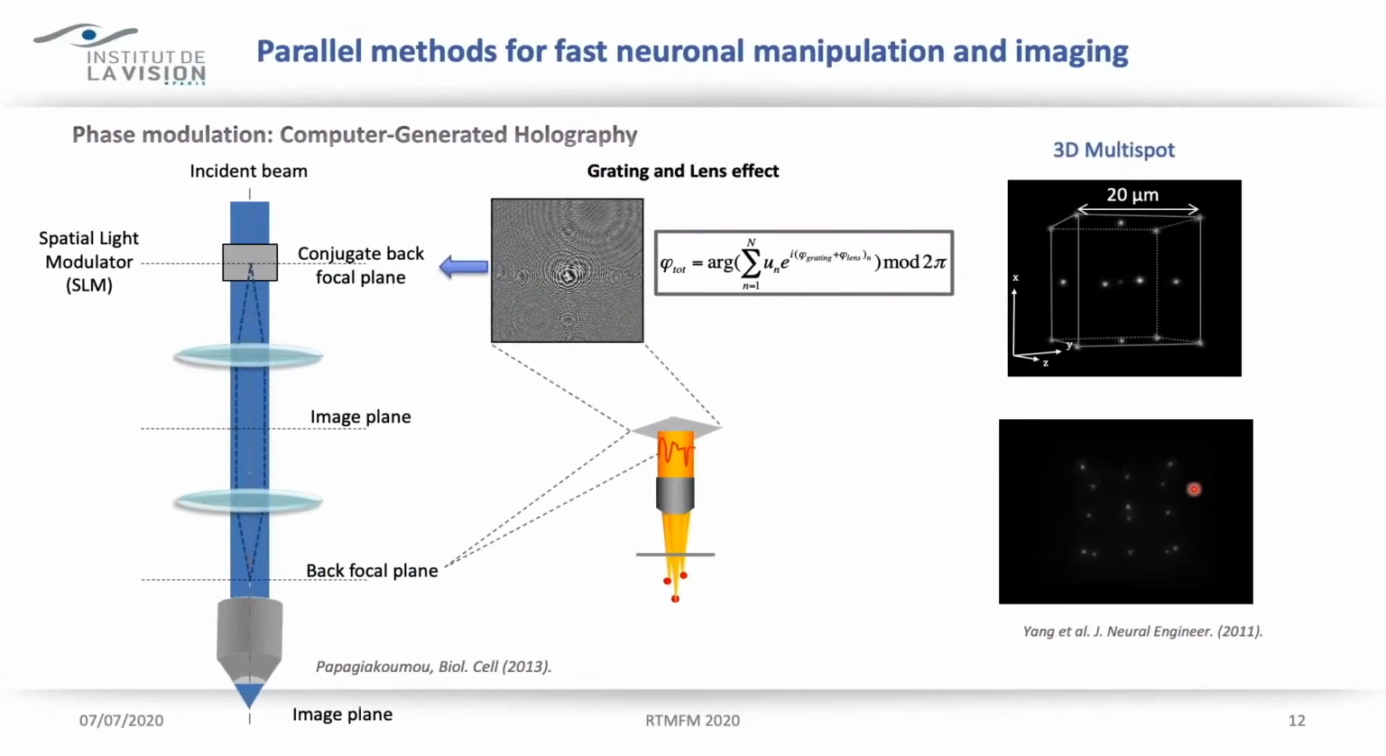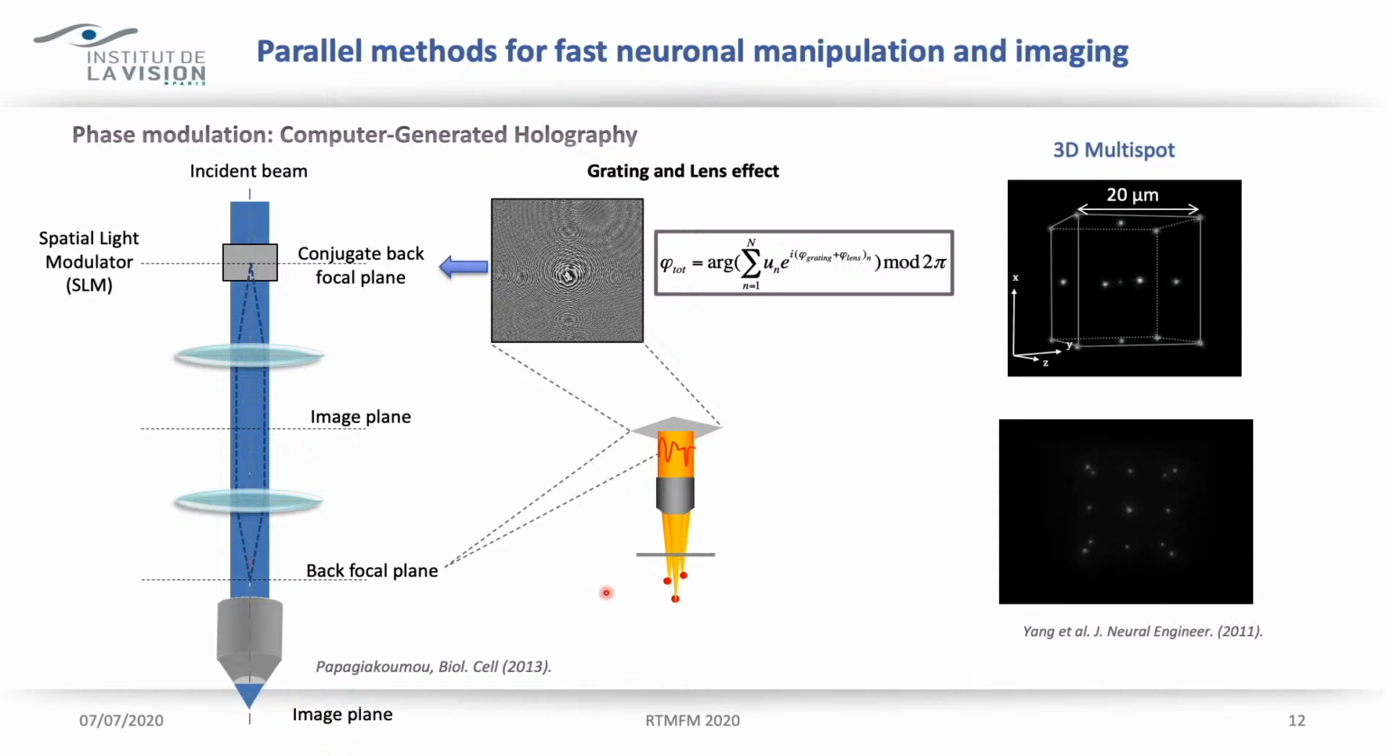Contrary to line scanning, parallel approaches increase the temporal resolution of two-photon excitation by modulating the electromagnetic field to increase the instantaneous volume of excitation. One class of parallel approaches use phase modulation of liquid crystal-based spatial light modulators placed at the plane conjugate to the objective back focal plane. By performing computer-generated holography, we can spatially multiplex the excitation beam to project the multiple diffraction-limited spots in 3 dimensions.